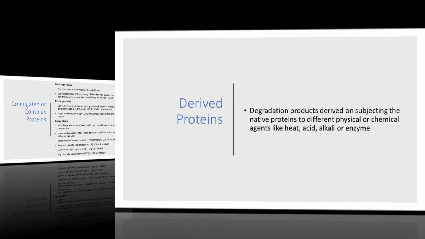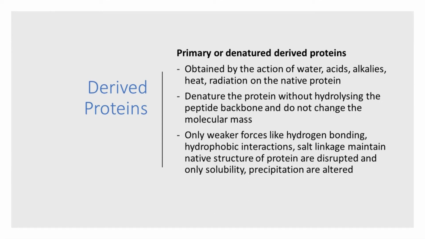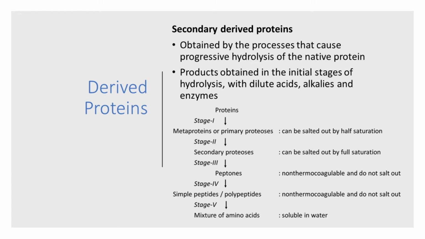Derived proteins. Degradation products derived on subjecting the native proteins to different physical or chemical agents like heat, acid, alkali, or enzyme. Primary or denatured derived proteins. Obtained by the action of water, acids, alkalis, heat, radiation on the native protein. Denature the protein without hydrolyzing the peptide backbone and do not change the molecular mass. Only weaker forces like hydrogen bonding, hydrophobic interactions, salt linkage maintain native structure of protein are disrupted and only solubility, precipitation are altered.